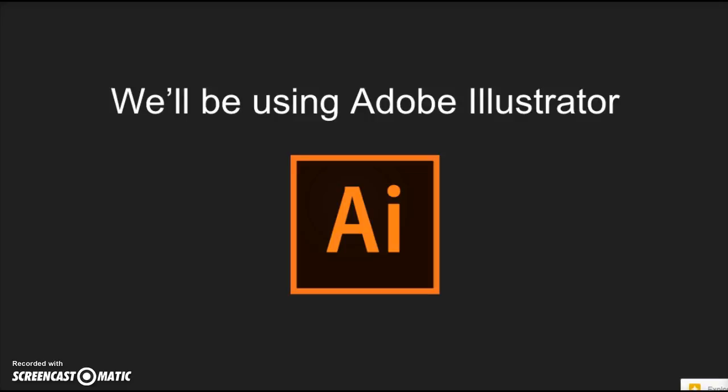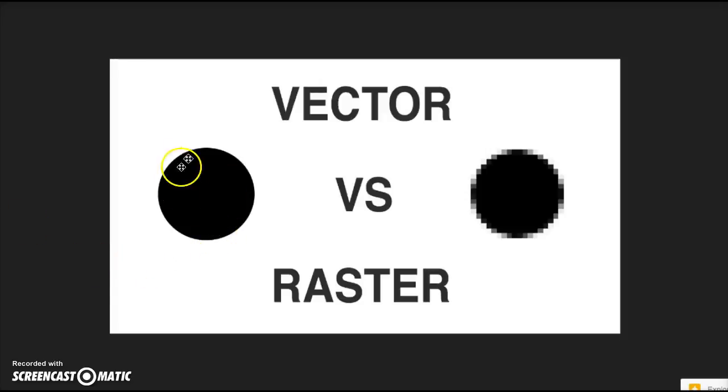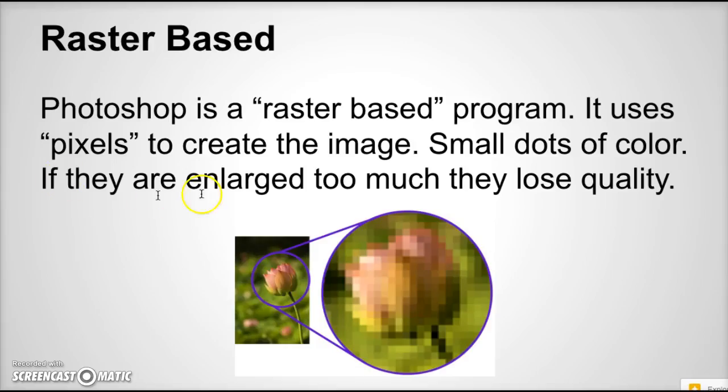So Adobe Illustrator is what we'll be using for this project, and really the key difference between Illustrator and Photoshop is that Illustrator is what's called vector based. It does not rely on pixels like Photoshop does, which is raster based. So Photoshop, which is raster based, uses pixels to create the image. You can zoom in and you'll eventually get to a level where you see all of these little dots of color. If you try to enlarge this, it's going to significantly lose quality.